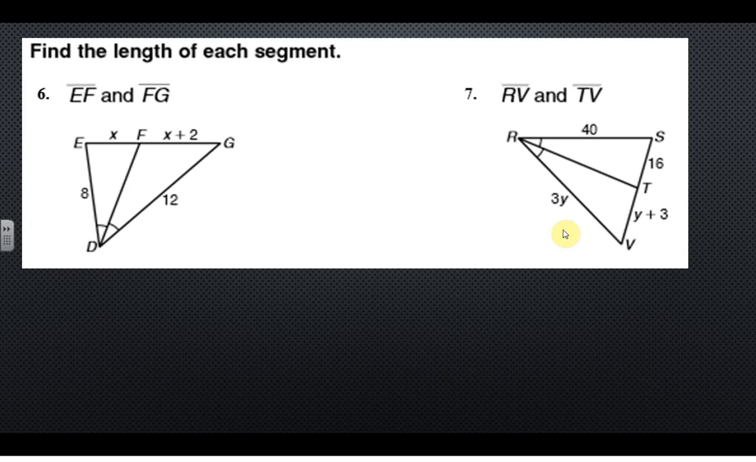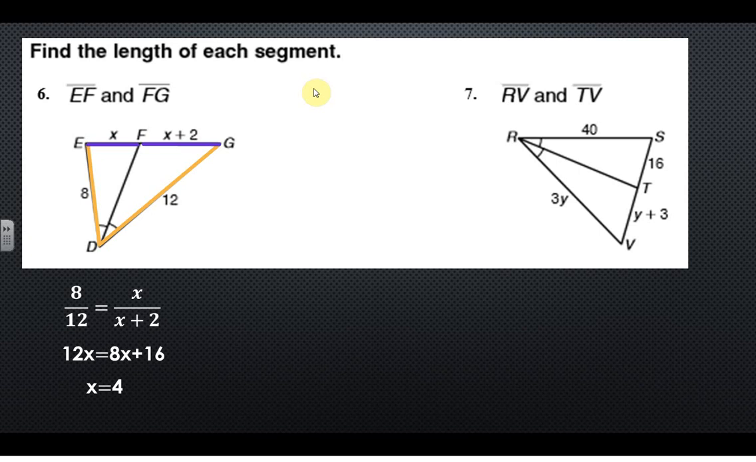So let's talk about how we would solve. In this case, I see my angle bisector, so I know that 8 and X are proportional to 12 and X plus 2. It's the rays of the angles, and then the sides across from the angles. So I would set up 8 over 12, and X over X plus 2. Notice the X is touching the 8. That's why the X goes up here with the 8. You cross multiply and solve. Make sure you don't forget to distribute. And you get X equals 4.